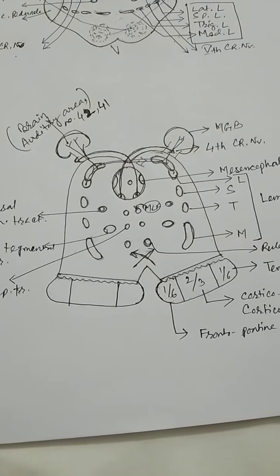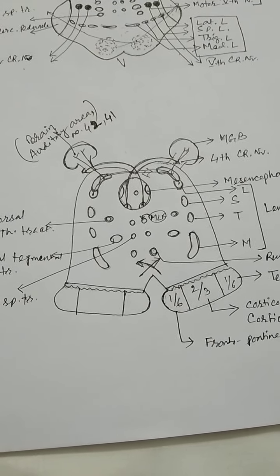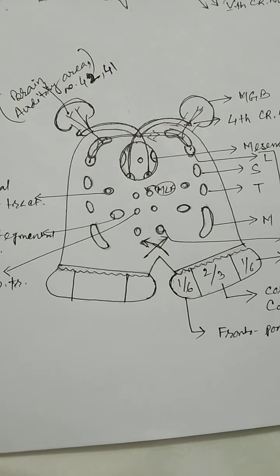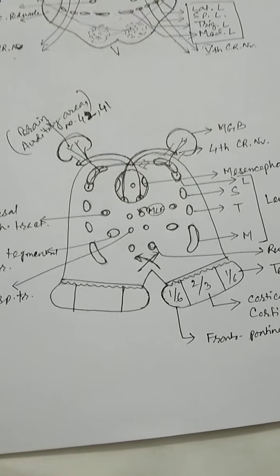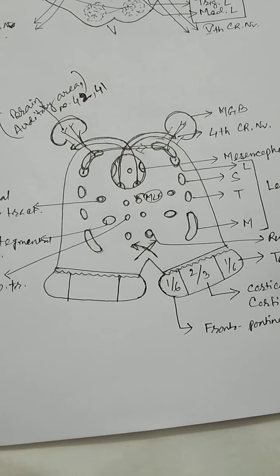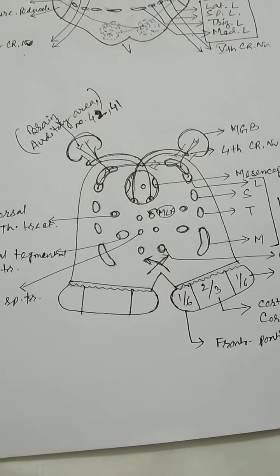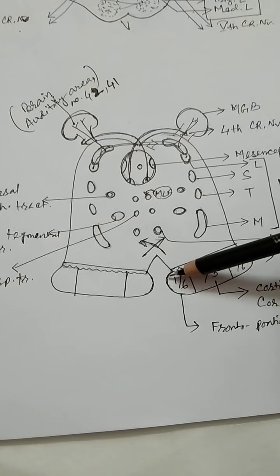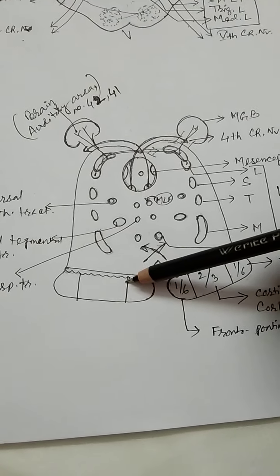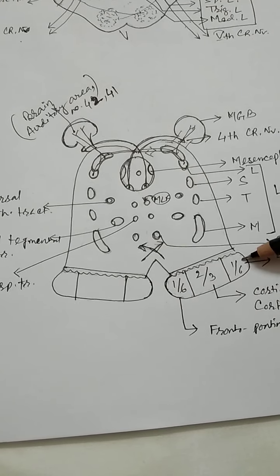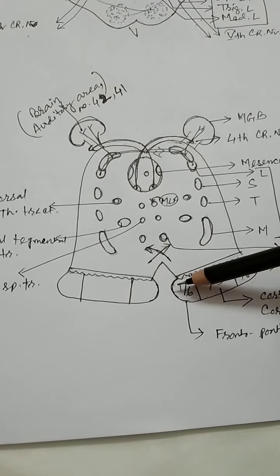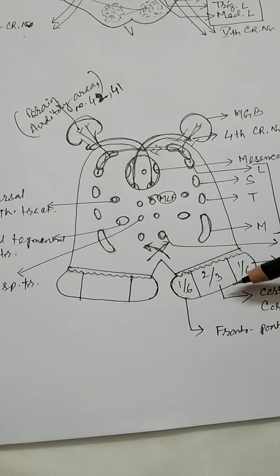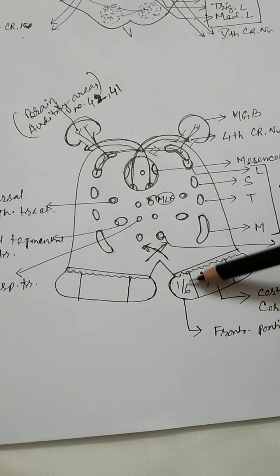The question may come: draw a suitable diagram of the midbrain showing the structures at the level of the superior colliculus, or at the level of the inferior colliculus, or both. So you should prepare the midbrain like this. If you start from ventral to dorsal, this is the substantia nigra. In front of the substantia nigra is the cerebral peduncle, or the crus cerebri, through which the fibers are passing.